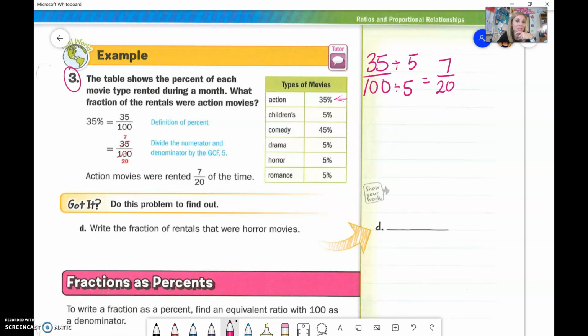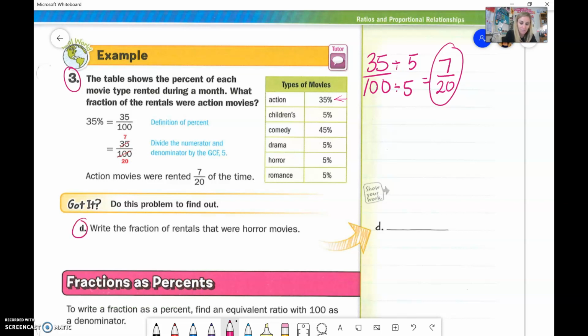And I know that 7 is not a factor of 20 because I can't take 7 times a whole number to get 20. I can take 7 times 2 and get 14, or I could take 7 times 3 and get 21, but I do not have a whole number that I can take 7 times something to get me 20. So therefore, in simplest terms, it is 7/20ths.